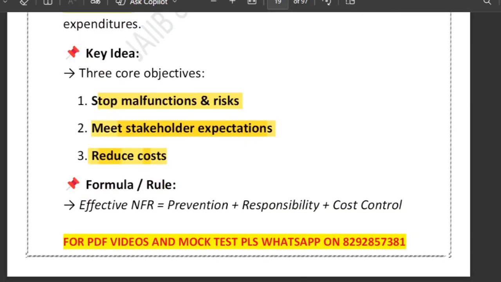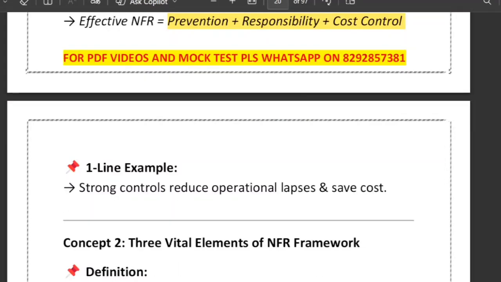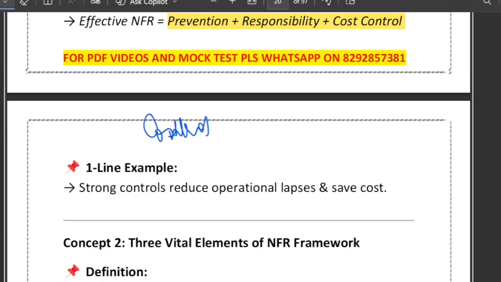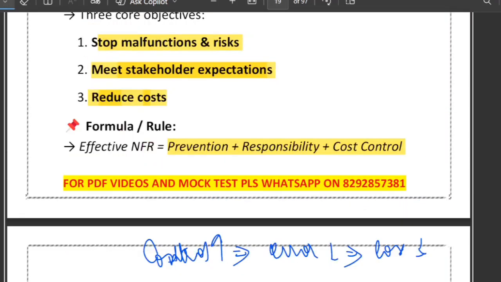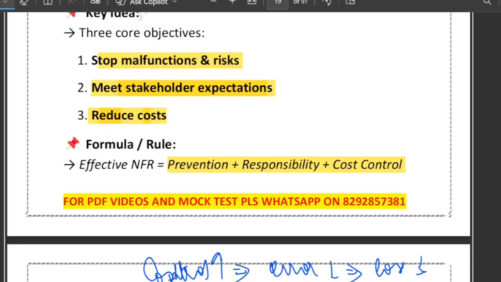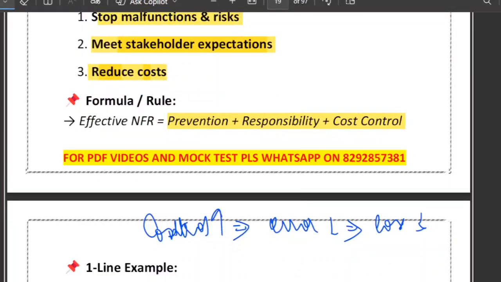So the simple formula is, for effective NFR, we have prevention, responsibility, and cost control, right? For example, better control, fewer operational errors, lower cost. If our control increases, then what happens? Errors will be less, and since errors will be less, cost will be less. So that is how these three things should be done: reduce the cost, meet stakeholder expectations, and prevent malfunction and risk. So these are the three core objectives of effective NFR, right?